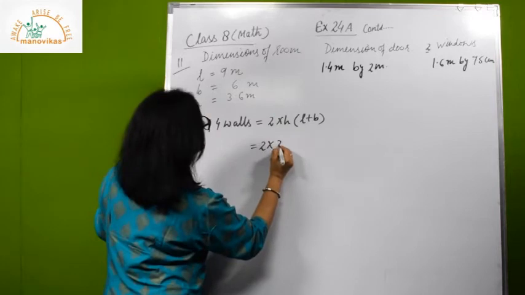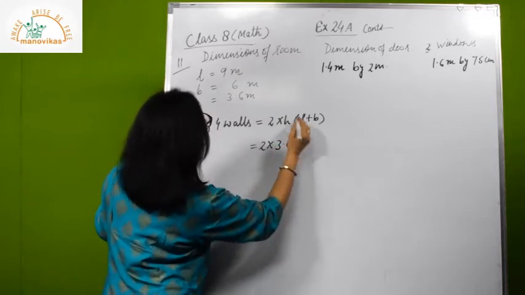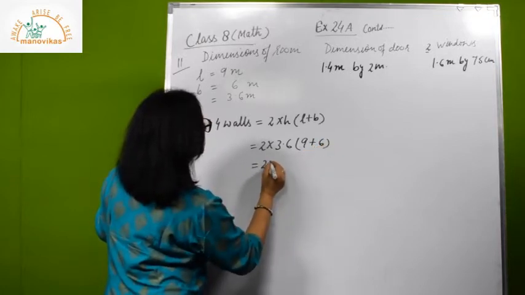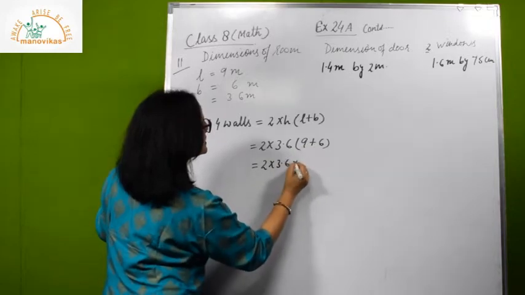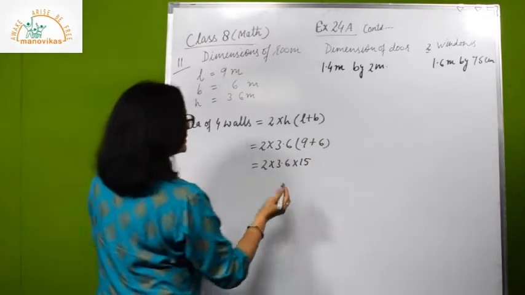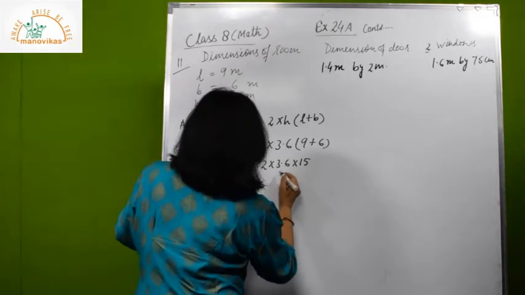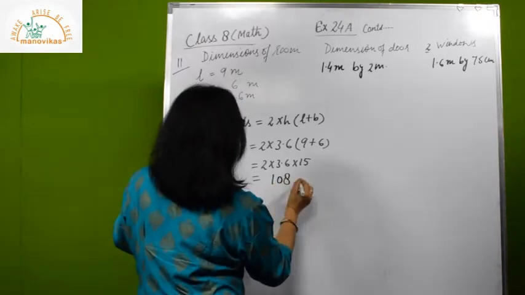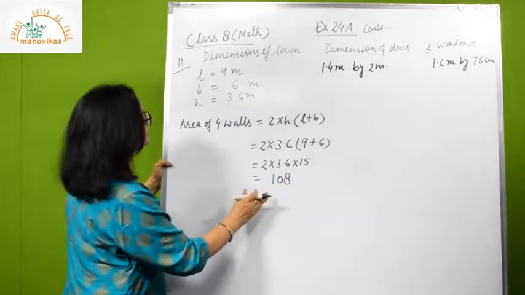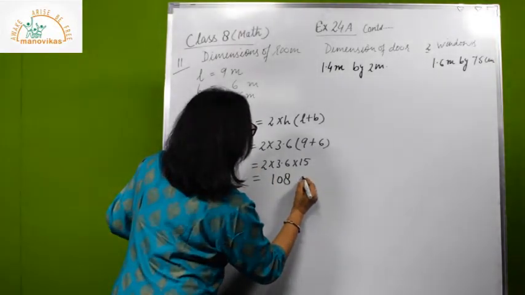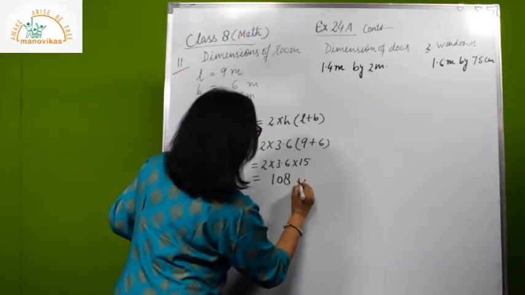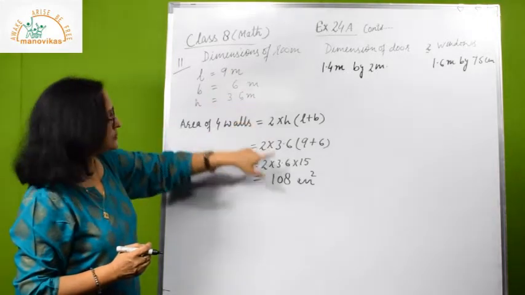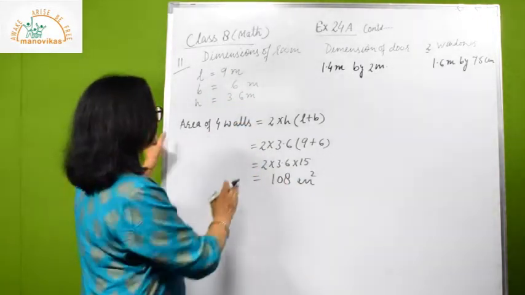Height is 3.6, length 9 plus breadth 6. So you can simplify it easily. 9 plus 6 is 15. And when you multiply 15 by 7.2, you get 108. Okay. So area of four walls is 108 meters square. Unit is mandatory because all the dimensions are in meters, so area will be in meters square. This is the area of four walls.